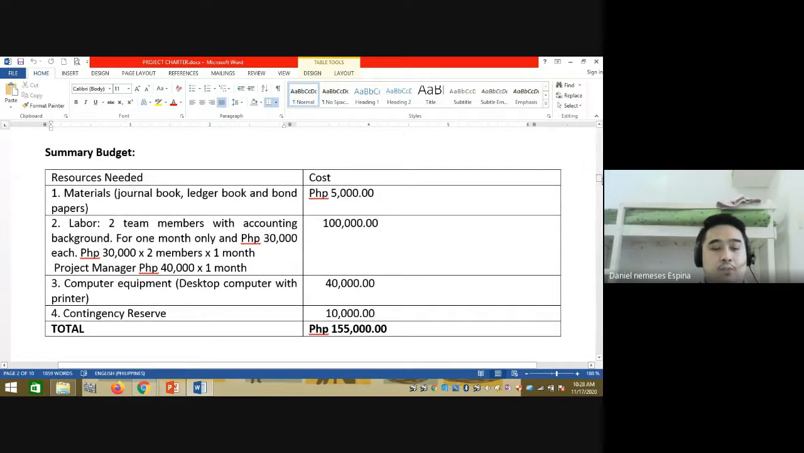Summary budget. What are the resources that you need? Materials, labor, equipment. I also have a reserve, which should not be a contingency reserve, but a management reserve, since it covers the entire project. For the entire project you give a management reserve, but for each deliverable, you can have a contingency reserve.